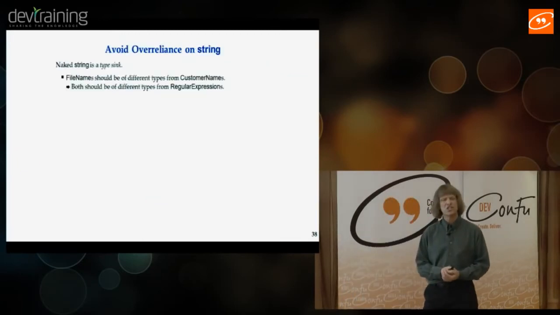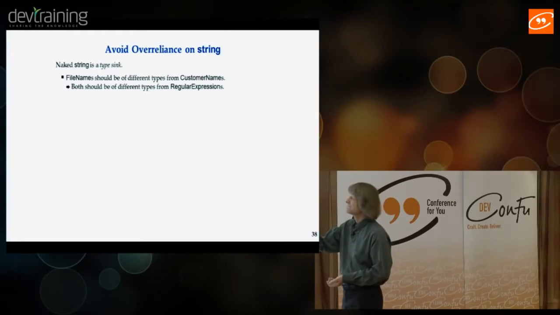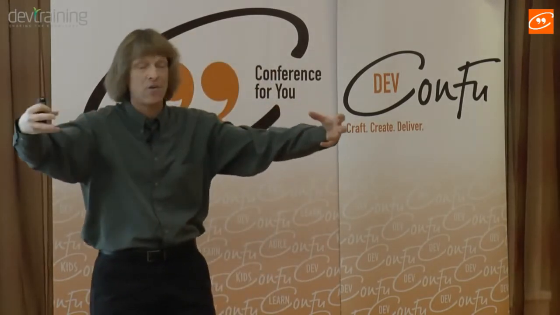The last thing I want to mention as a specific piece of advice is to avoid over-reliance on string. String is what is known as a type sink. There is rarely something in software like a string. Strings do not exist in the real world. What exists in the world are names, passwords, addresses, cities. File names are fundamentally different from customer names. The fact that they are sequences of characters is fundamentally irrelevant to their meaning.